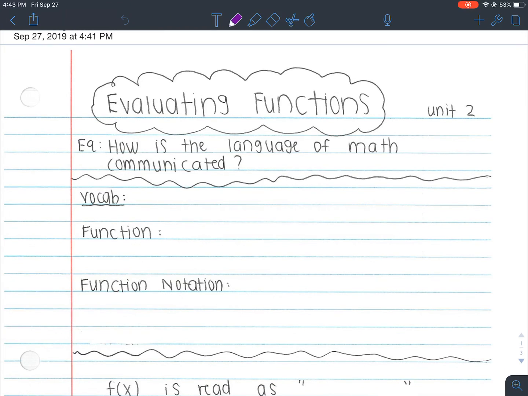Hey guys, welcome to the notes for evaluating functions. We are in Unit 2. Our essential question is, how is the language of math communicated?